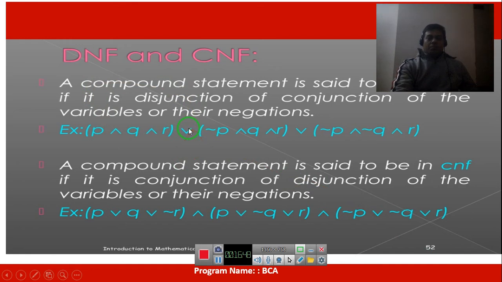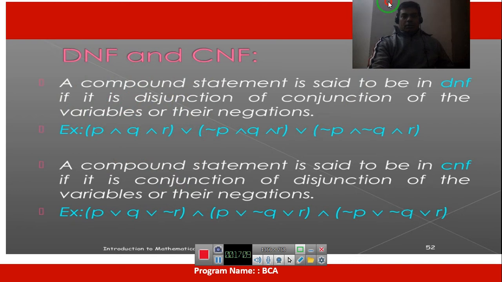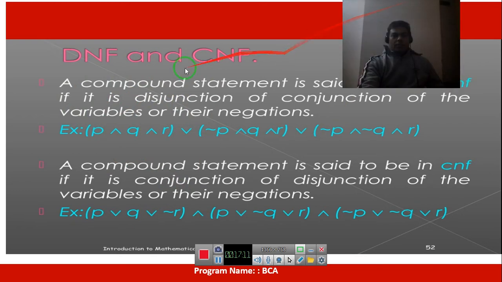DNF and CNF have only the three basic logical connectives. There will be no place for implication and biimplication. We should write the expression only in conjunction, disjunction and negation. A compound statement is said to be DNF if it is a disjunction of conjunctions of the variables or their negations. A compound statement is said to be CNF if it is a conjunction of disjunctions of the variables or their negations.